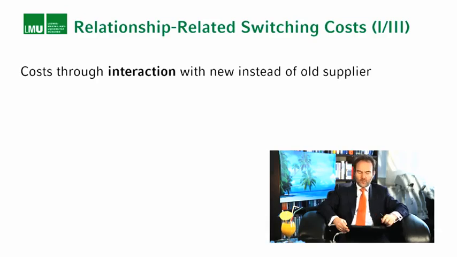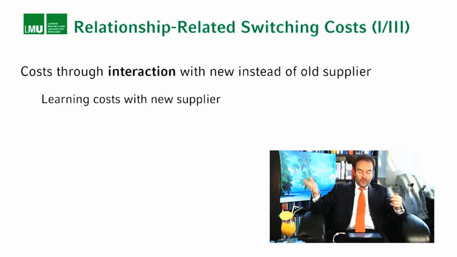Right, so let's get to the second type of switching costs, and these are switching costs that are related to the relationship with your supplier. That's a cost that you incur as a function of the direct relationship that you have with your supplier. So how would we think about this? These are the costs of interaction with the new supplier instead of the old one.